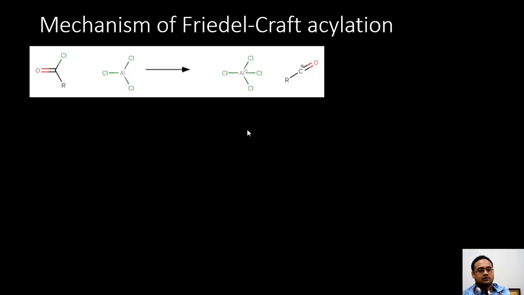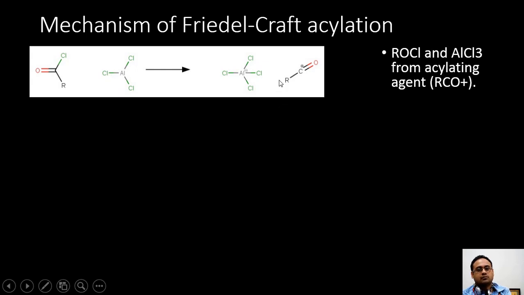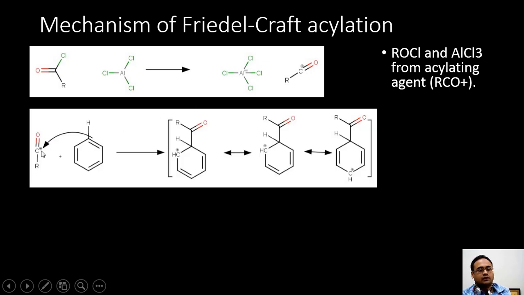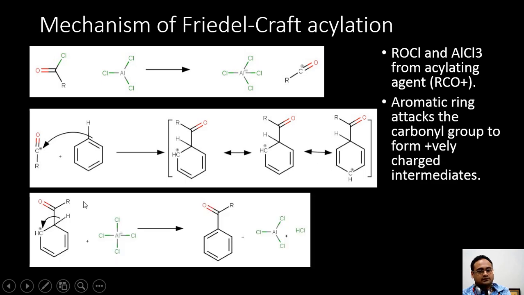A very similar reaction is the Friedel-Crafts acylation. In this, instead of the alkyl chloride, acyl chloride, that is RCOCl, is treated with aluminium trichloride to get the acylating agent RCO plus. This RCO plus, being an electrophilic species, is attacked by the benzene ring to give a similar carbocation which is resonance stabilized by these structures, and then the intermediate immediately loses a proton to give the acylated benzene derivative and the aluminium trichloride and HCl.